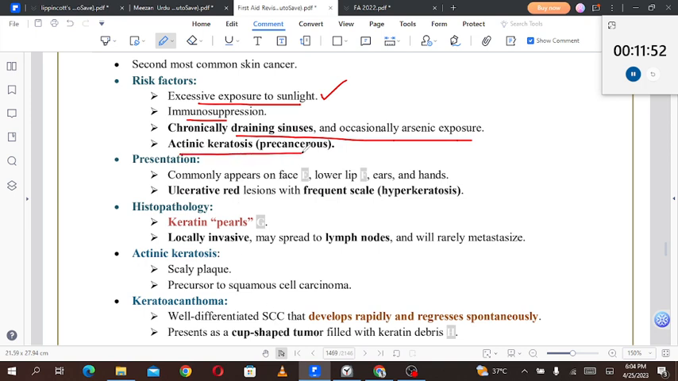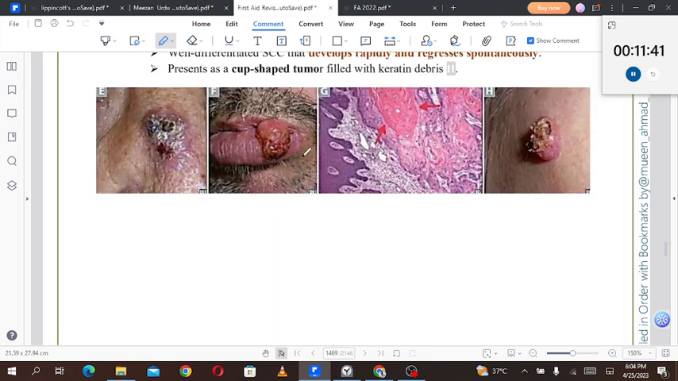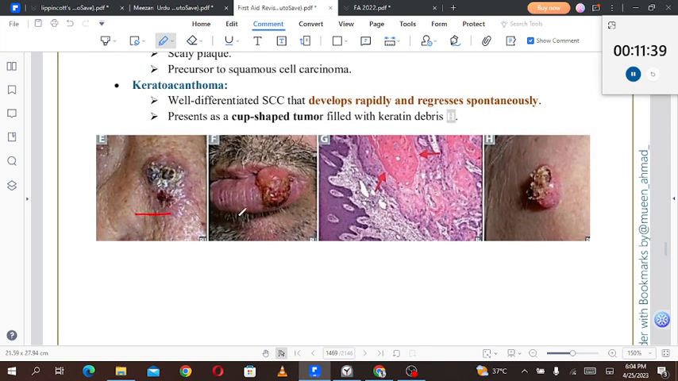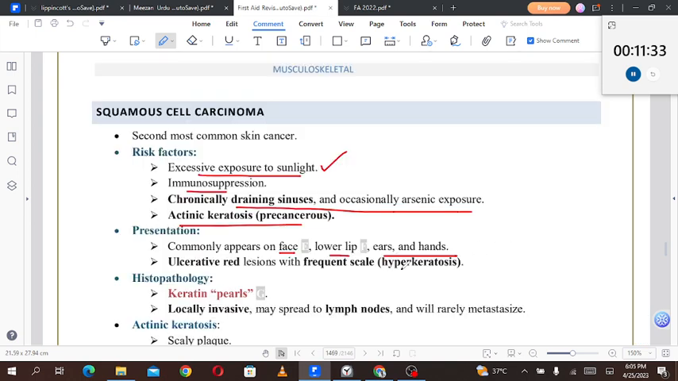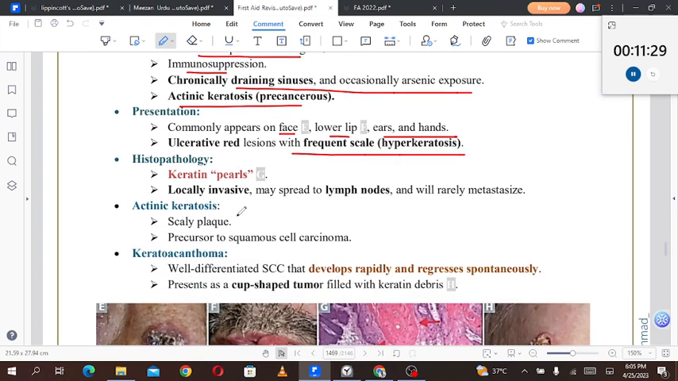Actinic keratosis is the precancerous lesion for squamous cell carcinoma. Presentation: commonly appears on the face, lower lip, ears, and hands. So it is on the face over here. I guess it's the nose bridge. Yeah, this is the lower lip, and also on the ears and hands. Ulcerative red lesions with frequent scales, hyperkeratosis.